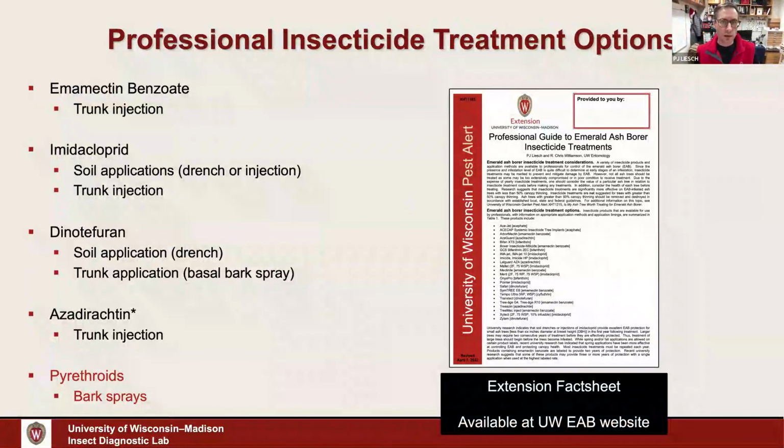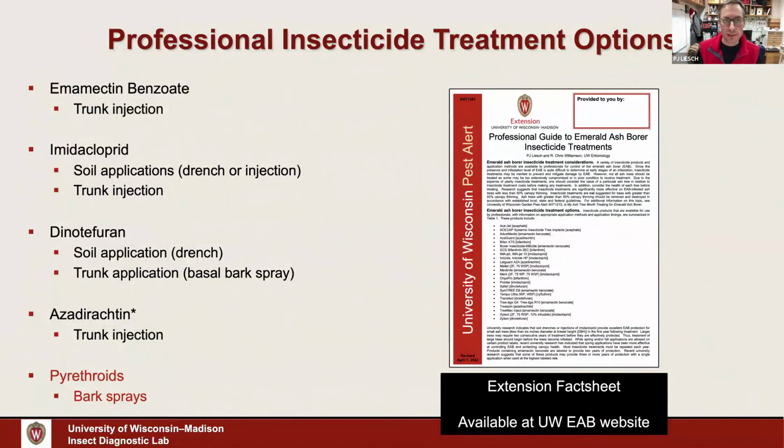So let's look at the treatments for arborists or tree care professionals. Up at the top of the list, we've got emamectin benzoate. That's the actual chemical name. This is a trunk injected product. There's imidacloprid, which homeowners can also get, but the arborists have different products and they can legally apply it at a higher rate, which is important for larger trees. We know once ash trees increase in diameter to a certain size, about 15 inches or so, you need a higher dosage to get full protection of the tree. Arborists can do that with their products. Homeowners cannot legally do that with the homeowner products.